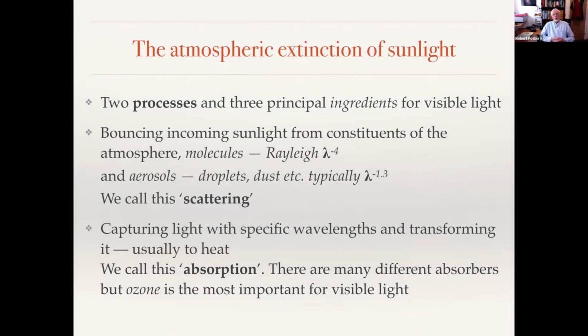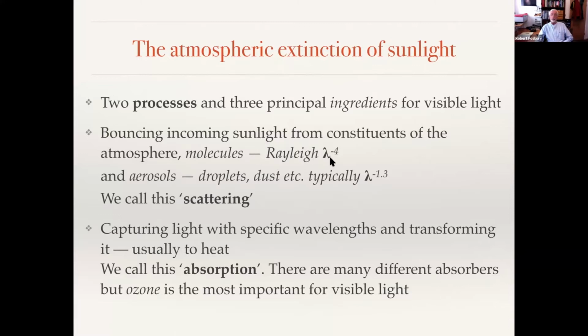So first of all, I'm going to talk about atmospheric extinction of sunlight. There are two processes involved in this, which I've labeled bold here, and there are three ingredients that go into the recipe. The two processes are the processes of bouncing incoming sunlight from the constituents of the atmosphere. Molecules on the one hand, this is mostly molecules of nitrogen, N2, and oxygen, O2, and that produces the Rayleigh scattering, which is very strongly colored.